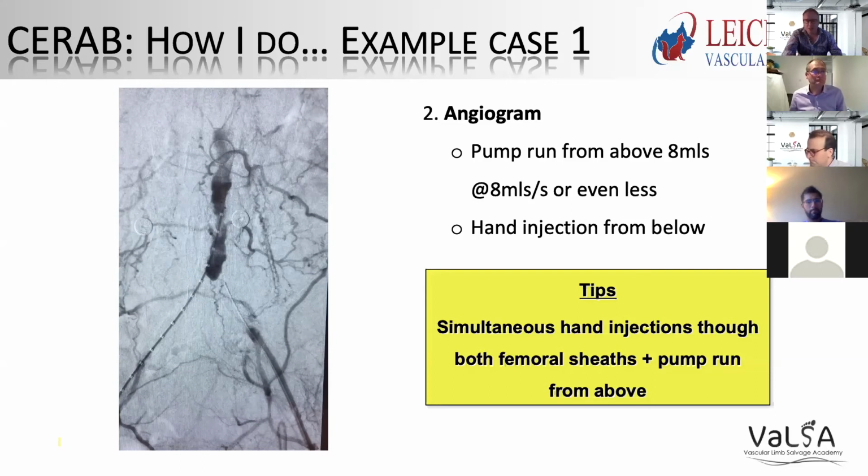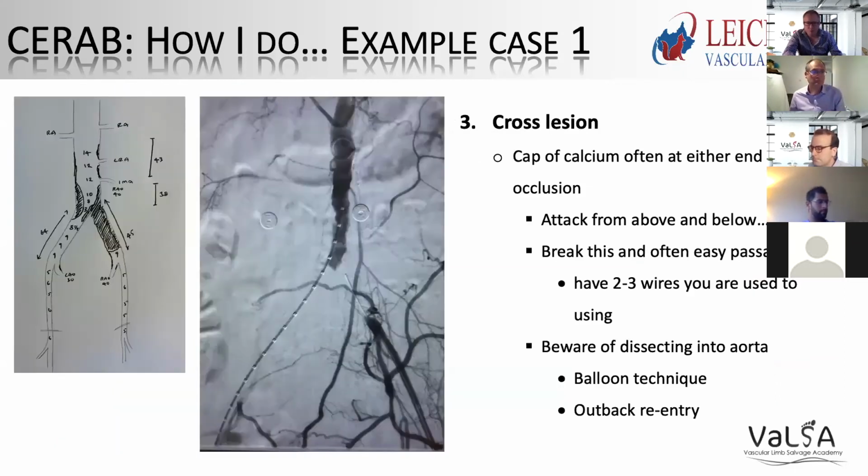Those which are completely occluded, I would always come down from above. I think that's vital. I wouldn't go dissecting through bilateral occlusions which involve the aorta without having some idea where the aorta becomes relatively normal. Otherwise, you get yourself into trouble. So once you've got your angiogram, start figuring out how you're going to get through it.